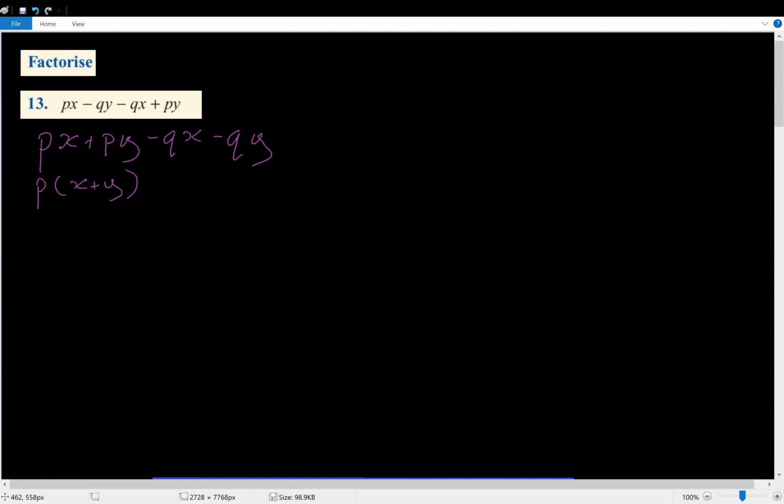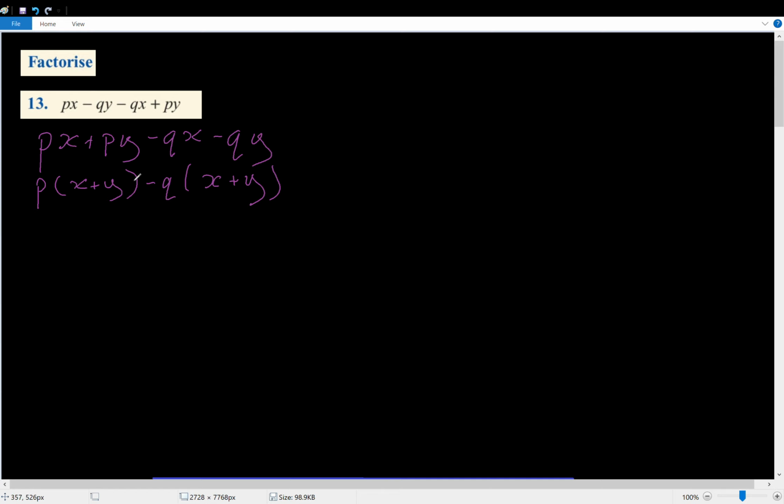Now, for our next one, we could take out q as a common factor here, but if we took out a positive q, we'd end up with minus x minus y, but we want to get to a point where the brackets match. So our common factor from these next two terms is actually going to be minus q, which means inside our brackets we're going to have x plus y, because minus q times x would give us back our minus qx, and minus q times y would give us back our minus qy.